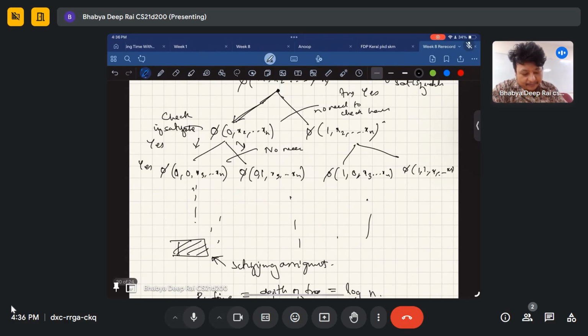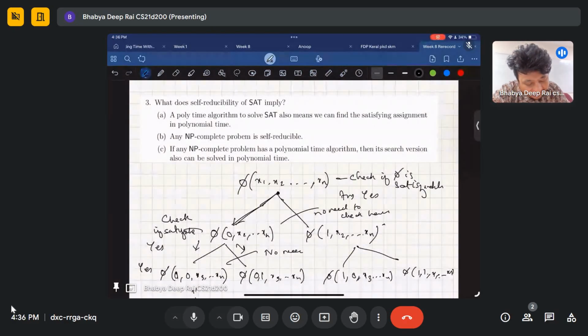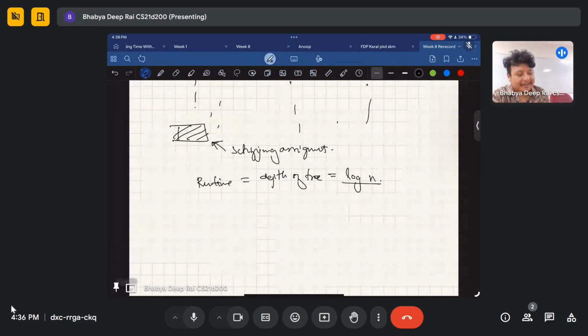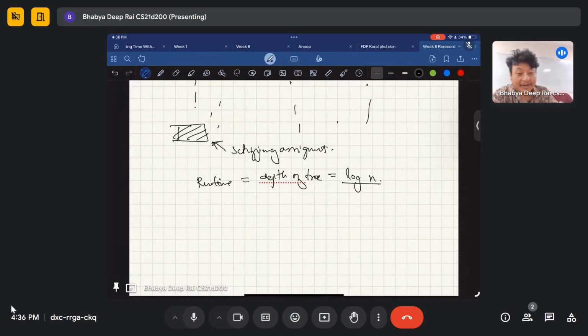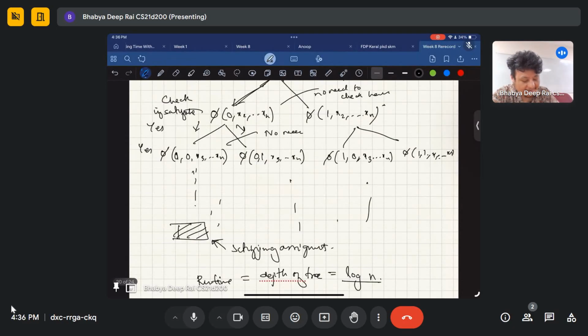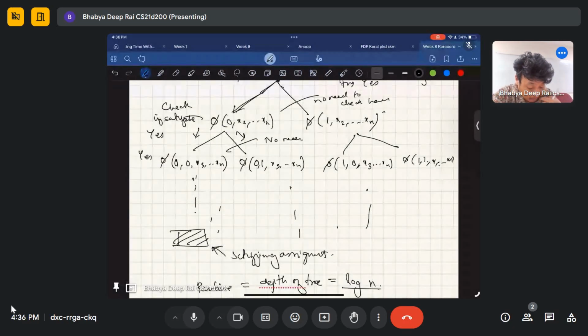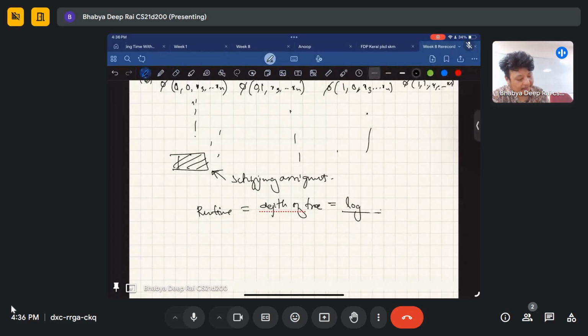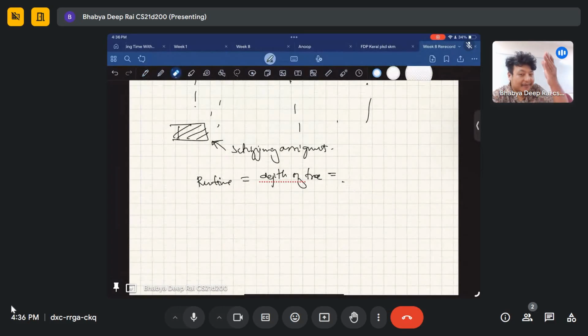So what does self-reducibility imply? A polynomial time algorithm to solve SAT also means we can find the satisfying assignment in polynomial time. This is true. You saw from here that the depth of the tree is log n, which is the number of satisfying assignment. But not just log n, it will be the log of the number of leaves. Sorry. The depth of the tree will be the number of inputs you're fixing. If you reach the bottom, it means you fixed all the n inputs. It is n, which is polynomial.